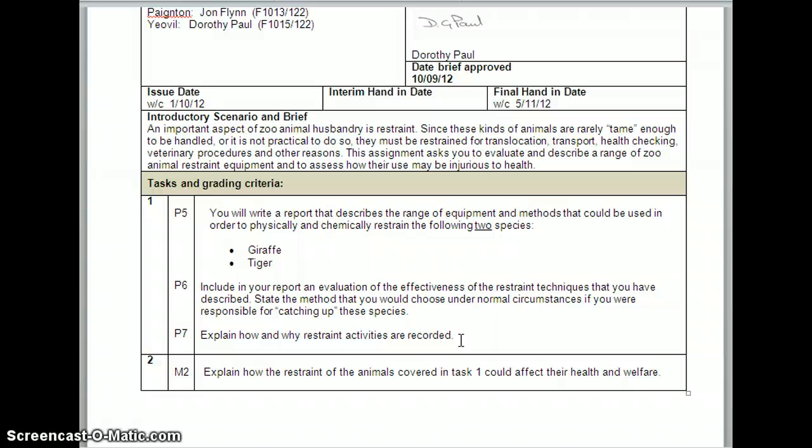Those of you attempting the merit, what you need to do is to talk about the methods used to restrain both the giraffe and tiger and talk about their health and welfare. So talk about the stress implications, talk about what could happen if the animal kicks out, would there be any injuries possible, talk about the dangers under anaesthetic for each animal because they are different for the giraffe and for the tiger.